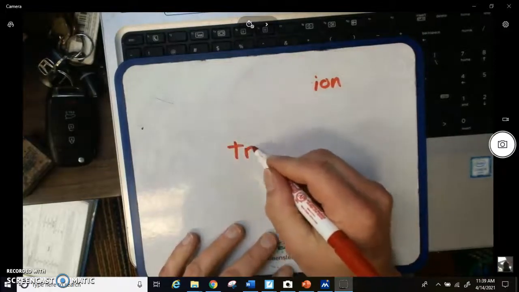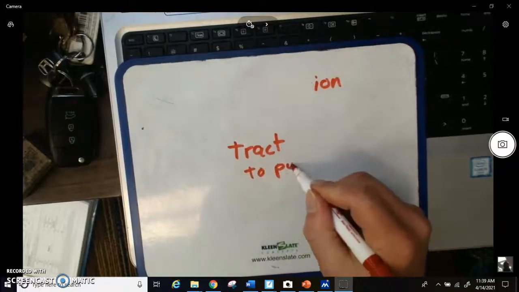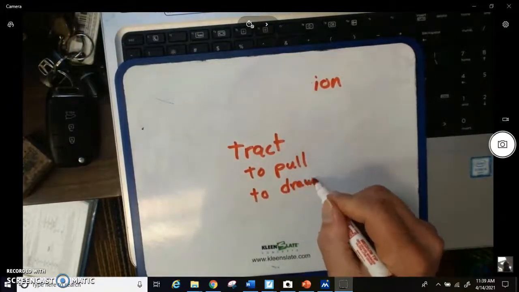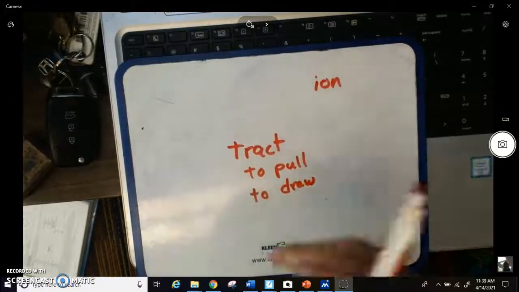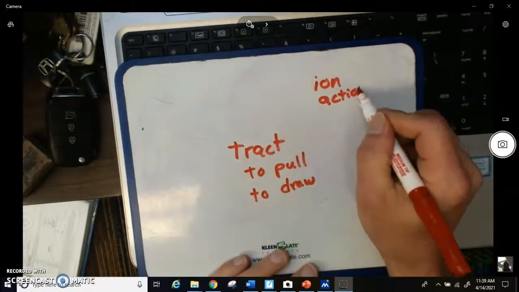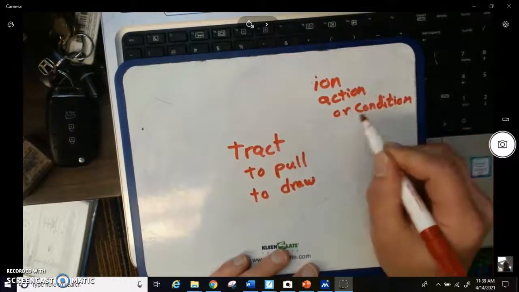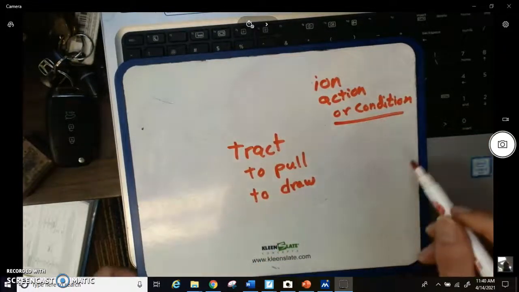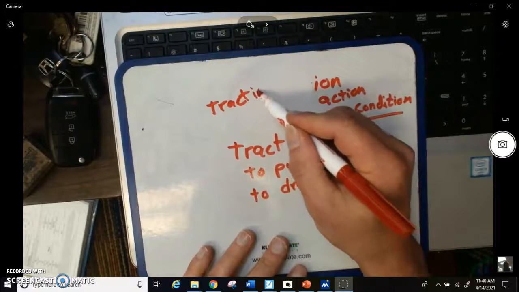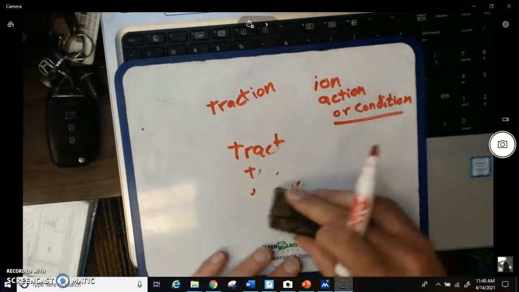So, for example, "tract" is a morpheme, and it means to pull, or to draw out, something like that. And the morpheme "ion" means an action or a condition. Right? An action or a condition. So when we put the morpheme "tract" with "ion," it means the act of pulling. Isn't that neat? Now all of them work that way.